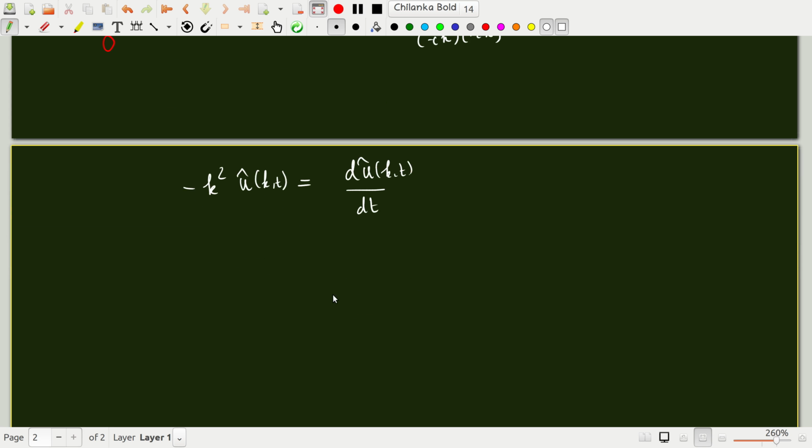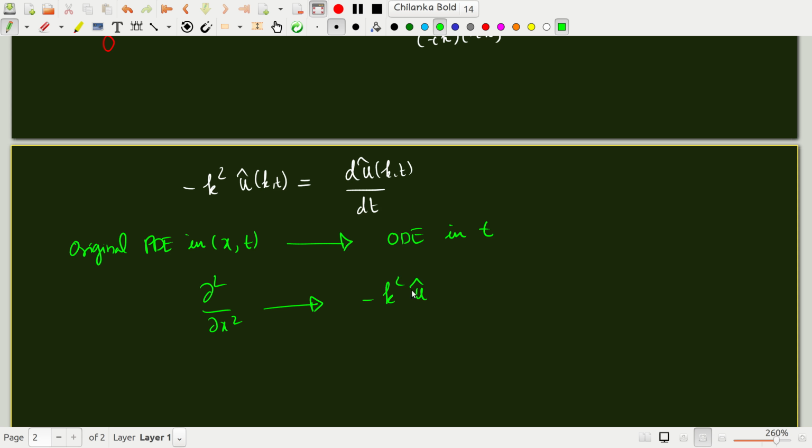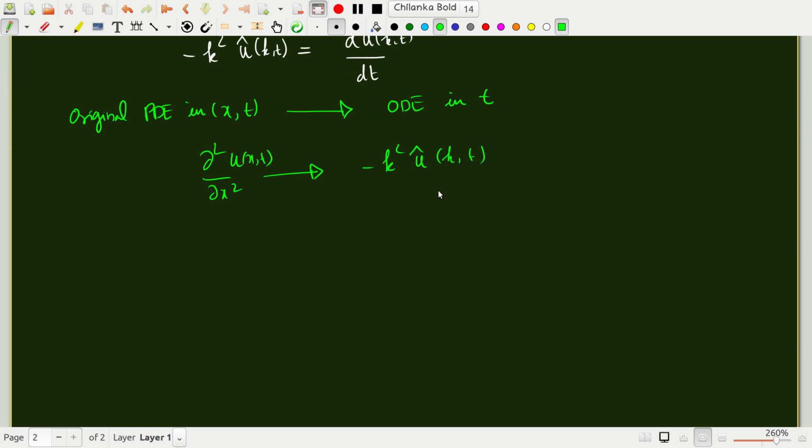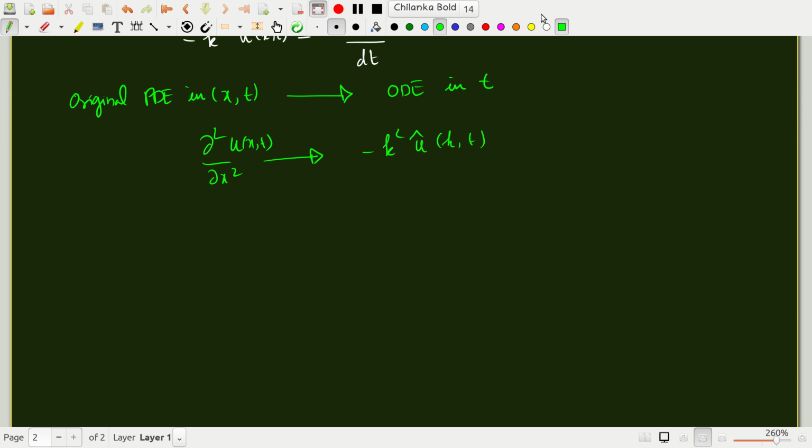So what have we accomplished by doing a Fourier transform? The original PDE in two variables, x and time, is now converted to an ODE in time, and the partial derivative has now become simply minus k squared times u hat of k, t in the transformed plane. So this is the simplification that one achieves. Now once you understand this, this is simply an ODE in time, and you can solve this very easily.